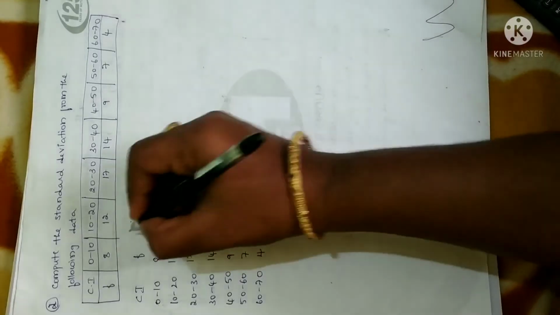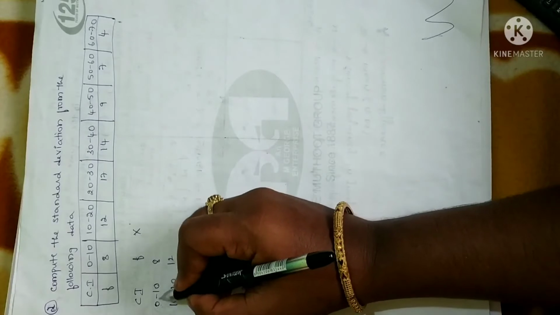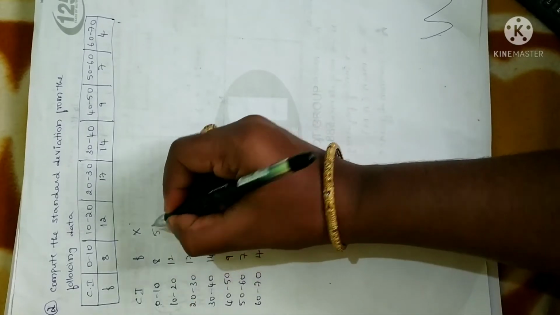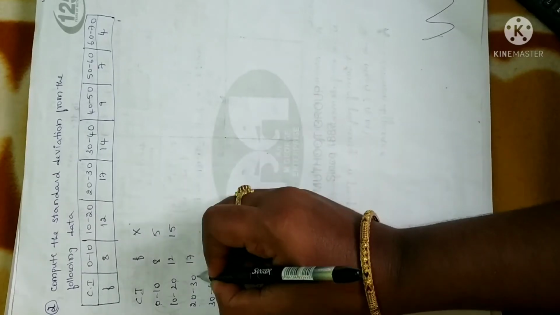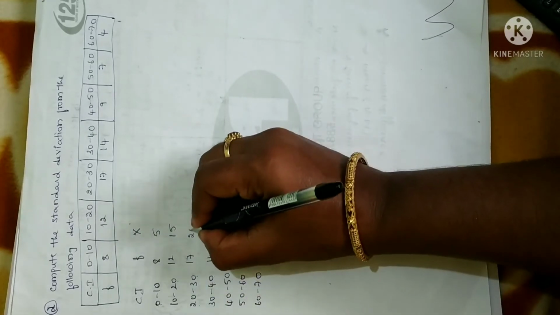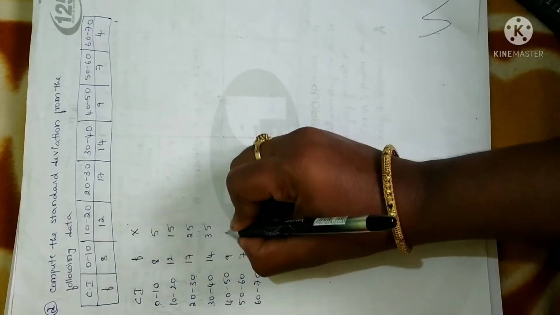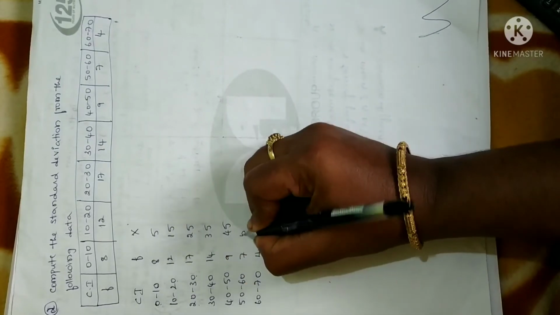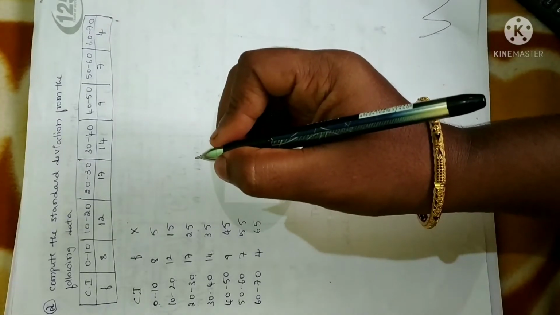Next, what else is needed? As usual, x values are needed to us. So you just calculate the mid value. 0 plus 10 divided by 2, 5. 10 plus 20 divided by 2, 15. Similarly, 20 plus 30 divided by 2, 25. 30 plus 40 divided by 2, 35. Next 45. Next 55. Next the middle value is 65. So I have obtained the x values.